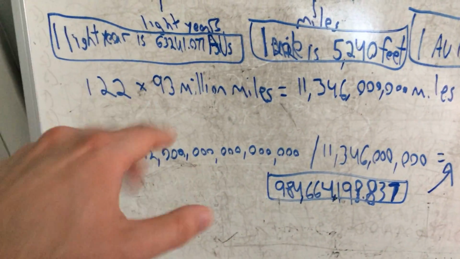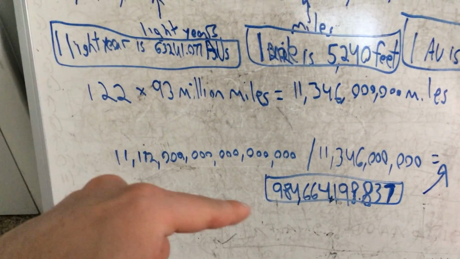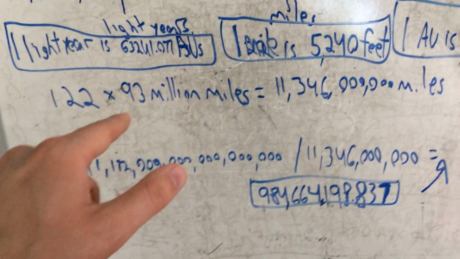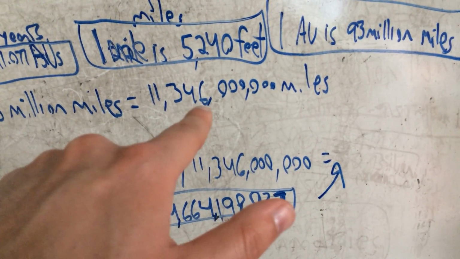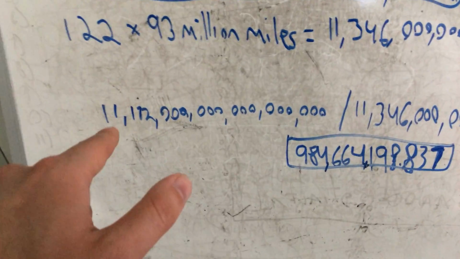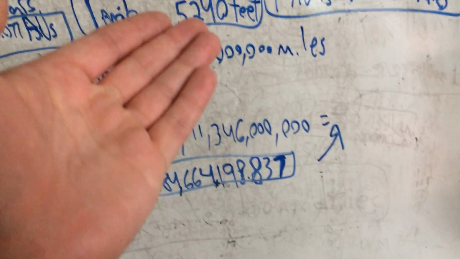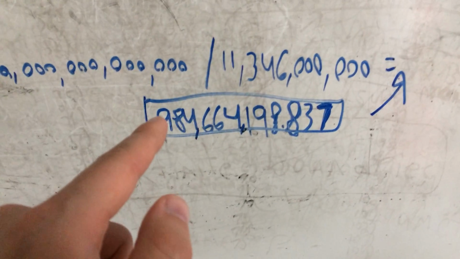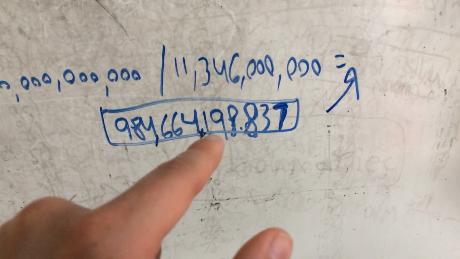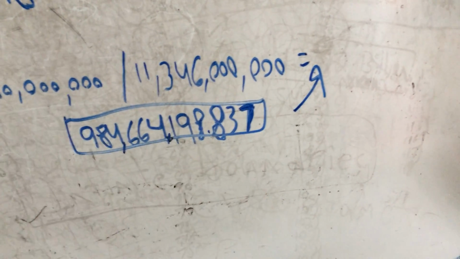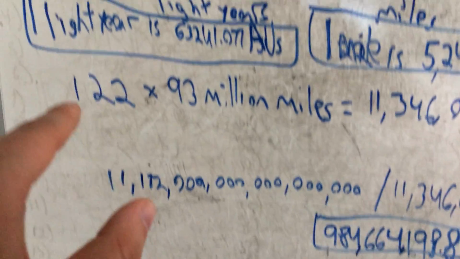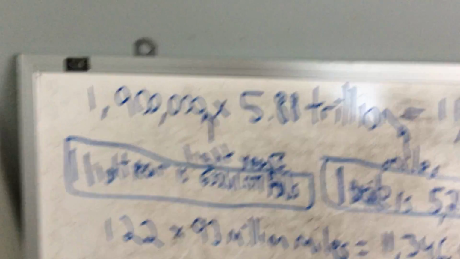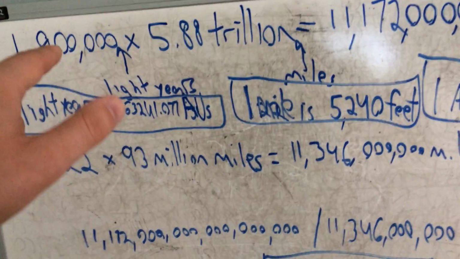So I took our solar system, which is roughly 122 astronomical units, which you just take 93 million miles times that, and then you would get this. That's 11,346,000,000 miles. And so you take this number, you would divide this again by that miles, and basically you would get 984,664,198.837. And so what that means is this is how many times our solar system would go into the total size of a galaxy that's 1.9 million light years in diameter. So again, this is how many times it would.